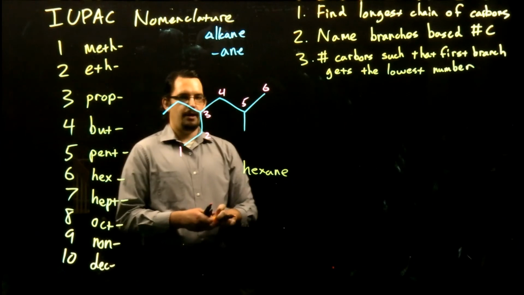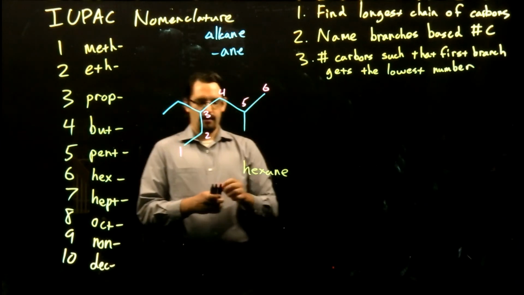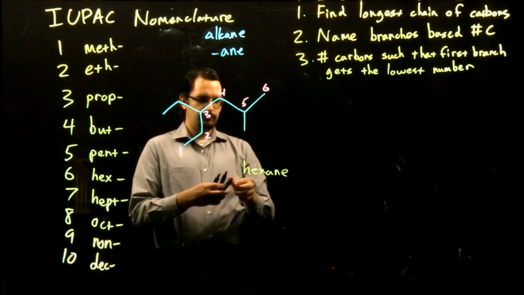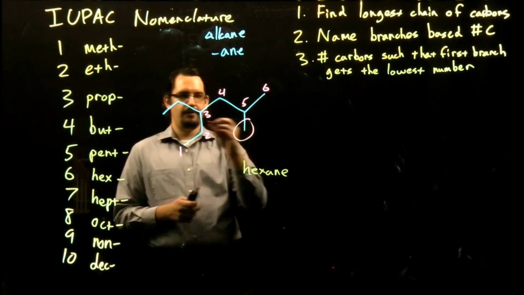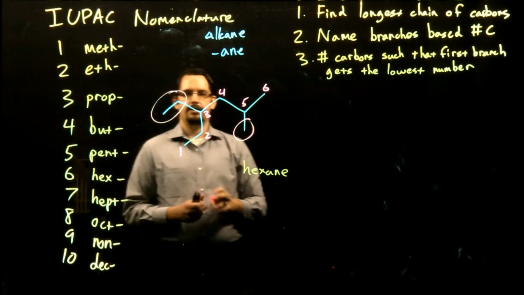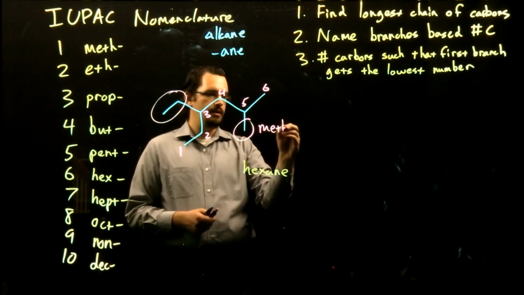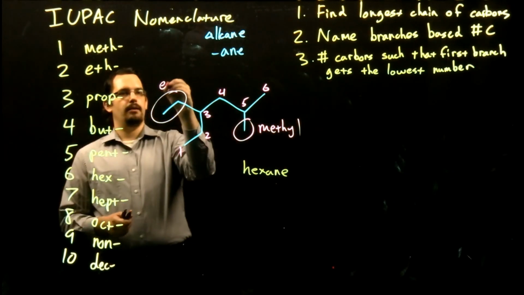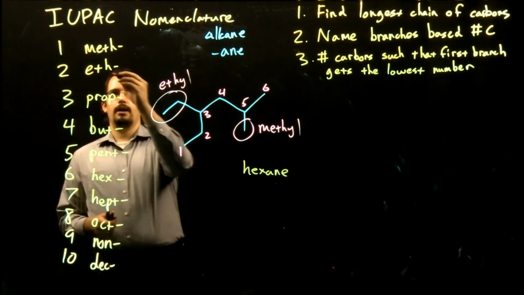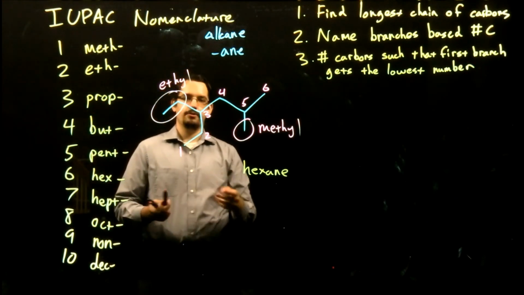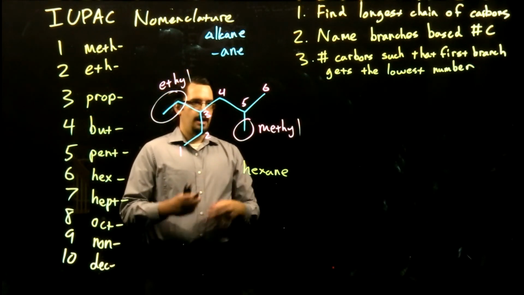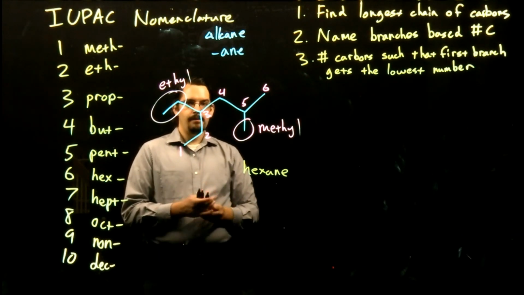I have 2 branches. I have 1 branch here with a single carbon, 1 branch here with 2 carbons. So this would be a methyl branch, and this would be an ethyl branch, again using my prefix for 2 carbons. Now I again need to indicate my numbering.